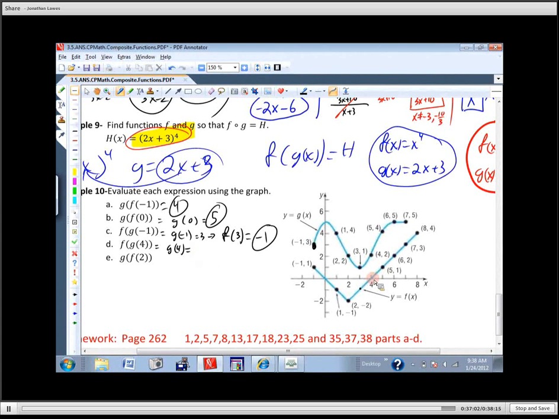g of 4 is 2. Then we take that 2 and we plug it in for the new x on f. So we're going to go to 2 and plug it into f. That's down here. What's the answer? Negative 2. That is the correct answer.